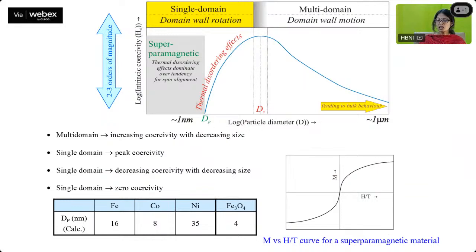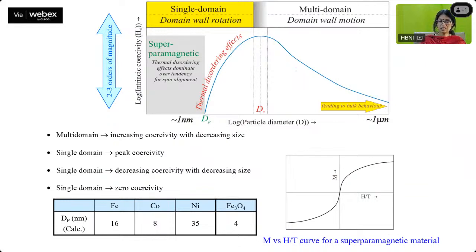So now if you have a larger particle and you are moving into a smaller particle size, so from multi-domain to single domain, then at one particular point there is an increase. In the multi-domain, there is increasing coercivity with the decreasing size.